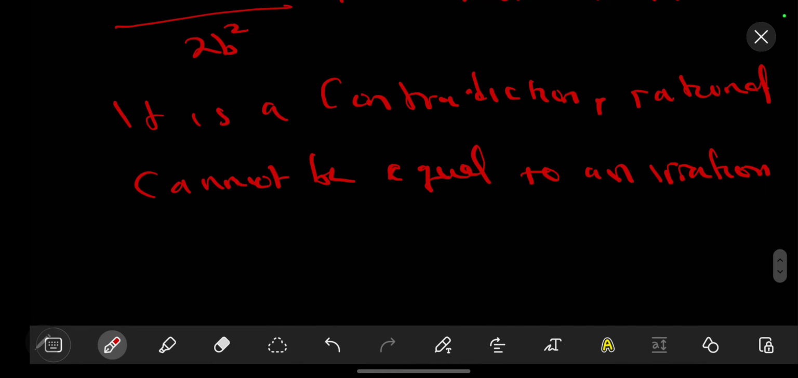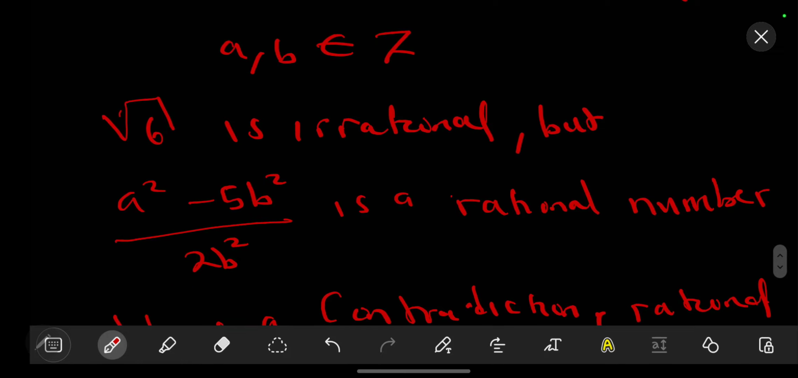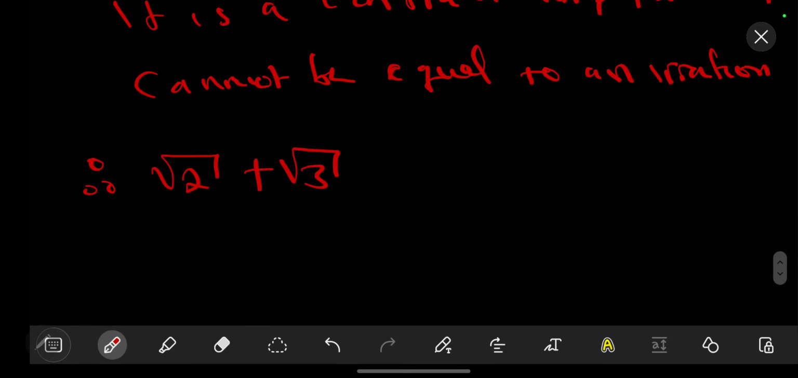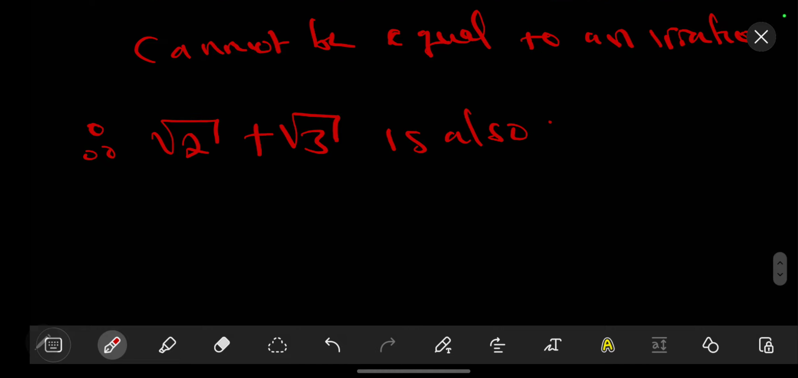According to the question, we have been given that the square root of 6 is irrational. So that means that therefore our square root of 2 plus the square root of 3, since this is where we are getting the square root of 6 from when we squared this, is also irrational.